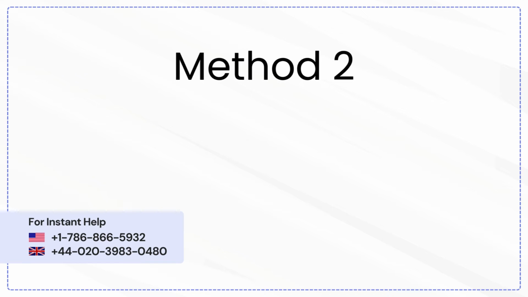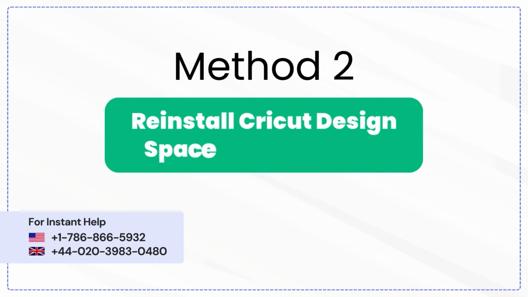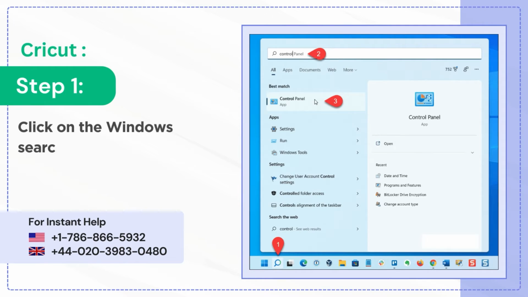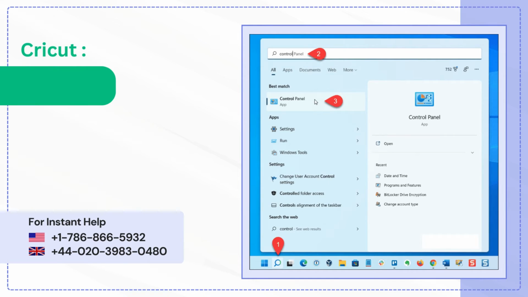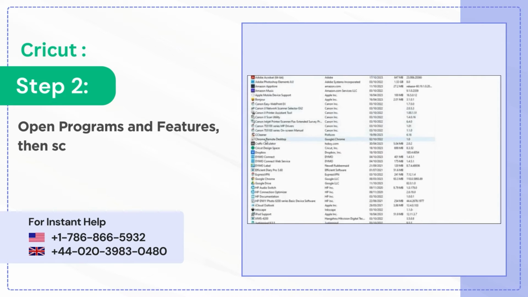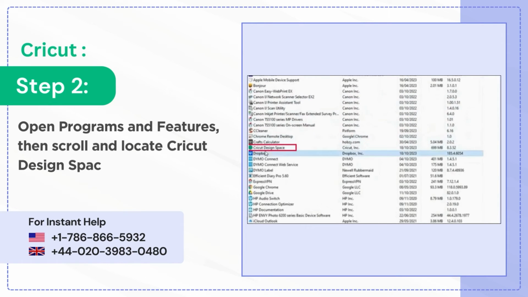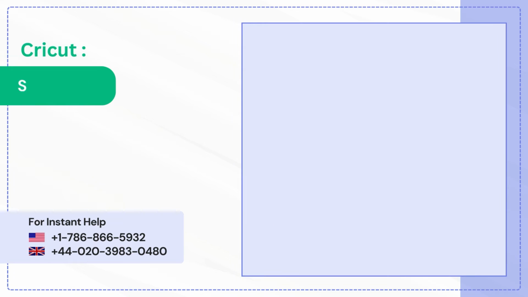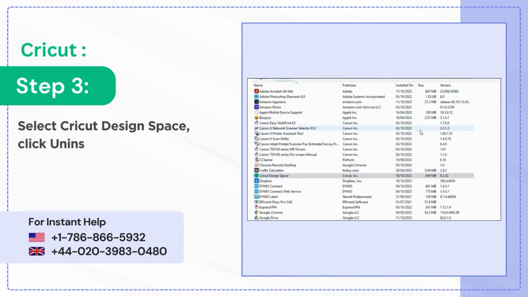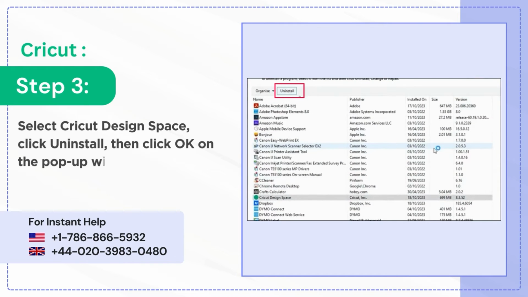Method 2. Reinstall Cricut Design Space and clear cache. Step 1. Click on the Windows search icon, search control panel and open it. Step 2. Open programs and features, then scroll and locate Cricut Design Space. Step 3. Select Cricut Design Space, click Uninstall, then click OK on the pop-up window to proceed.